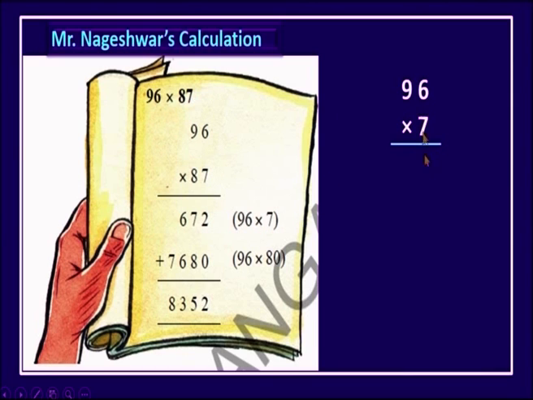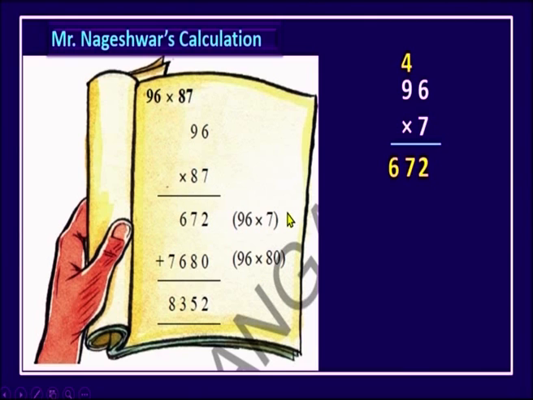Let us multiply these two numbers children. So what do you get? 7 into 6, 42. So 2 in ones place here, then 4 will be taken as a carryover. Then you have to multiply 7 with 9. So 7 9s is 63 plus 4. How much do you get children? Yes, 67. So how much did you get? 672. So that is what he has written here. So that means it is right.